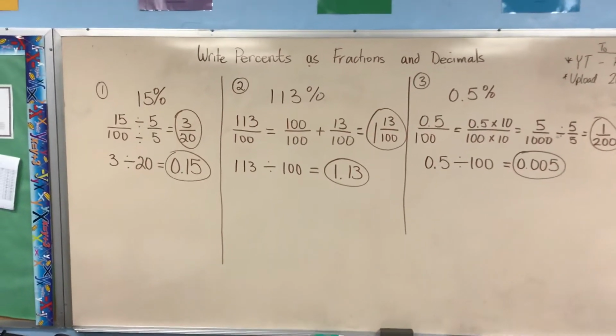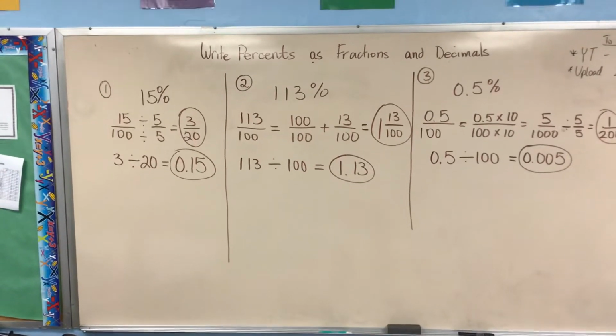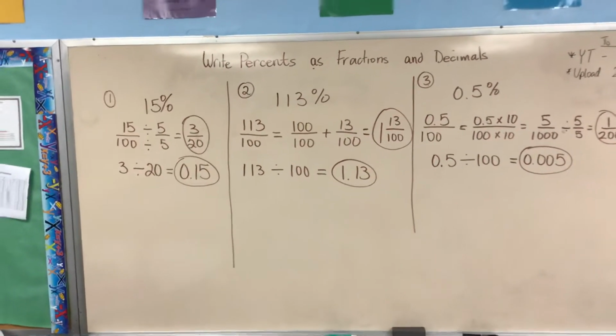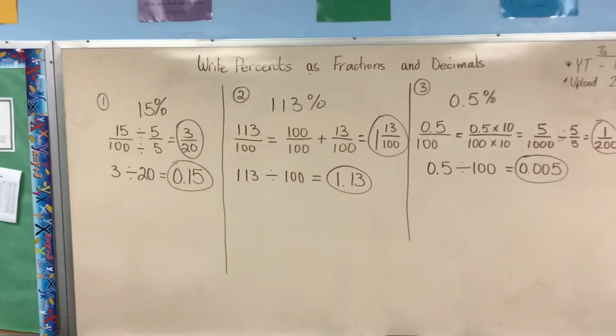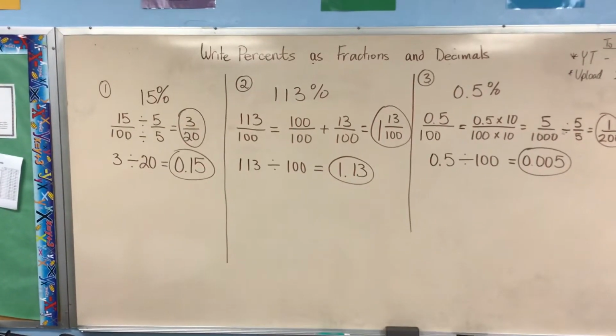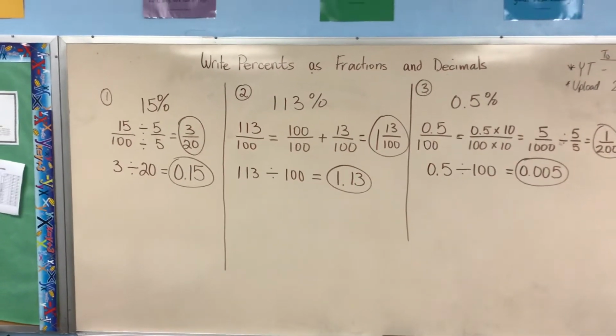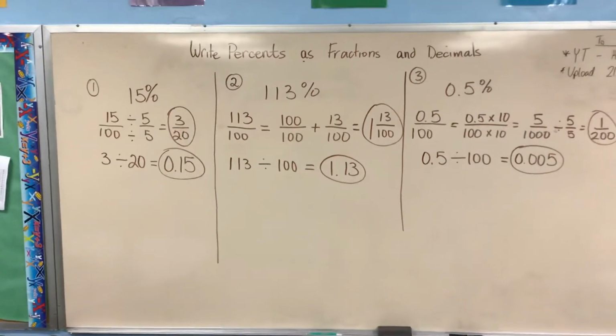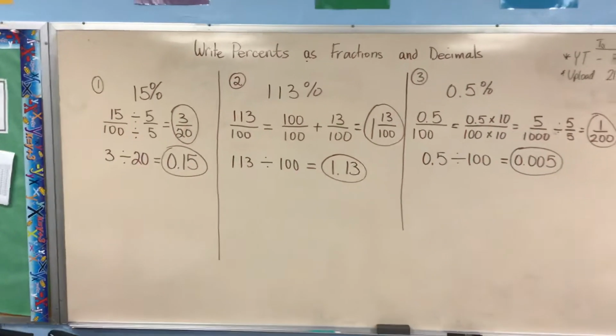In order to turn it into a decimal, all I do is divide that 113 by 100, and I'm going to get an answer of 1.13, or 1 and 13 hundredths. That is going to be my decimal.